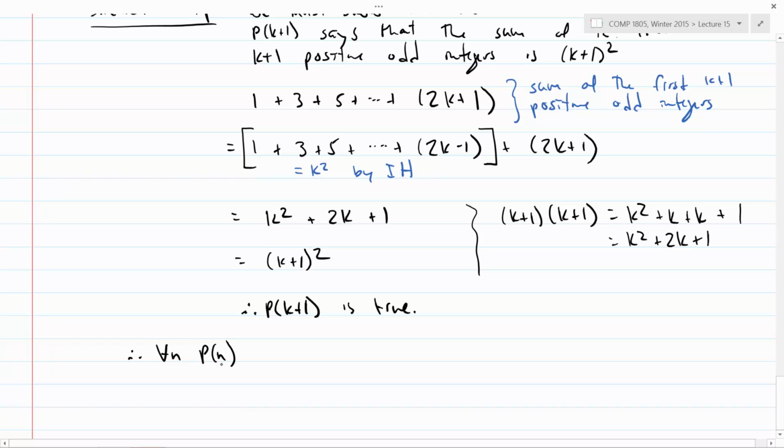Okay? And that's exactly what we wanted to prove. So now we do have a proof that the sum of the first n positive odd integers is exactly equal to n squared. Any questions about doing this proof?